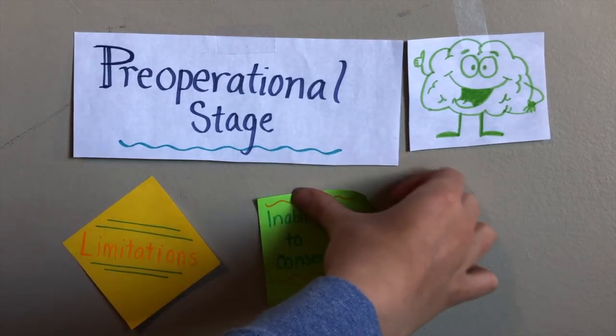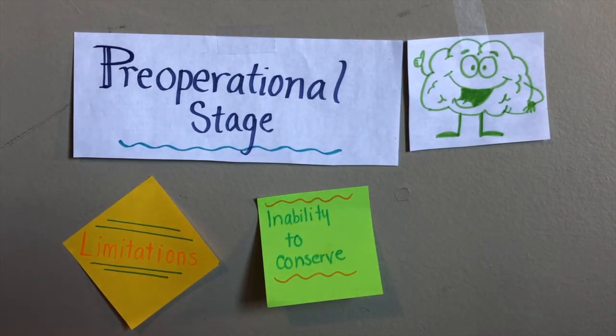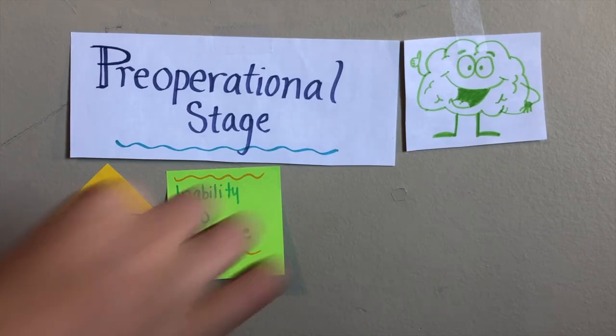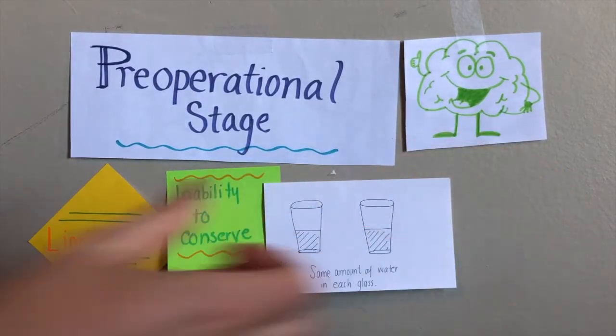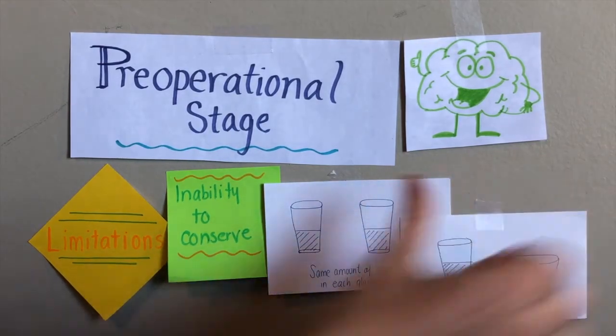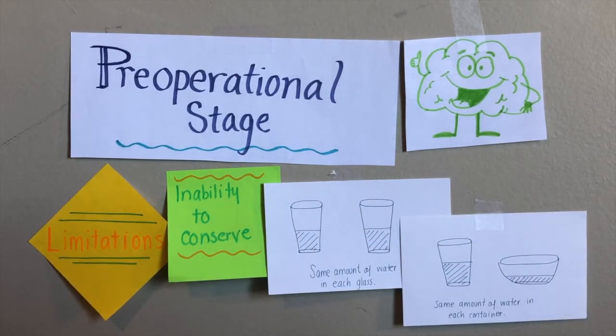Conservation refers to the idea that certain physical characteristics of objects remain the same, even when their outward appearance changes. Let's look at the conservation of liquid. The child is shown 2 identical tall glasses of water and asked if they contain the same amount of liquid. The child agrees that they are the same. One of the glasses is then poured into a bowl, changing its appearance, but it is the same amount of water. The child is asked again which one has more, and they think that because the water is lower in the bowl, there is less water.